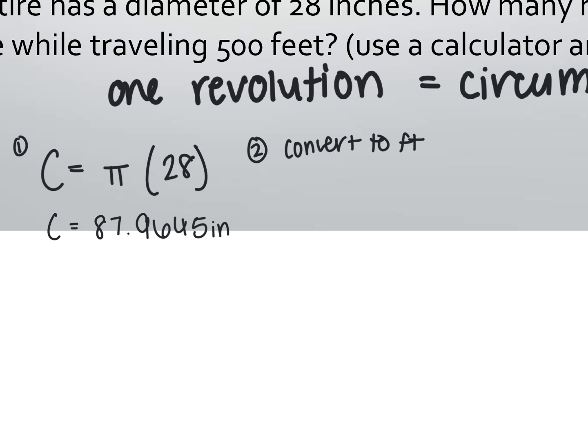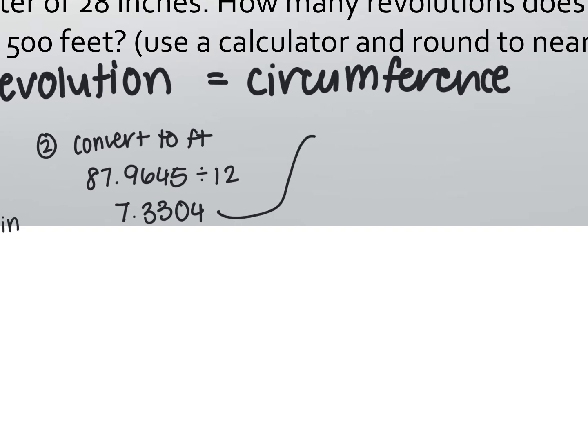So now I'm going to convert it to feet. I'm going to take that 87.9645 divided by 12. I'm going to get 7.3304. And then my last step is to what?